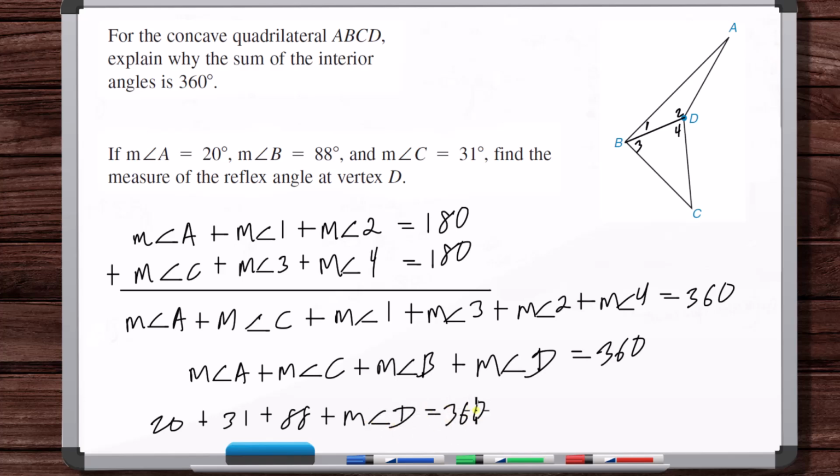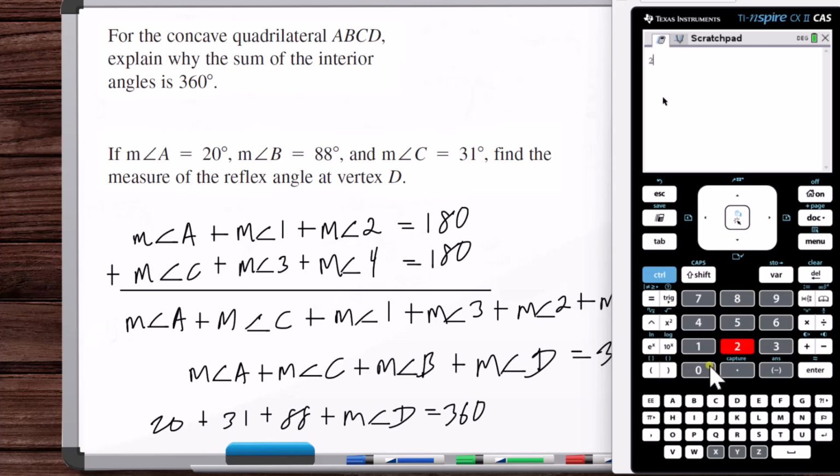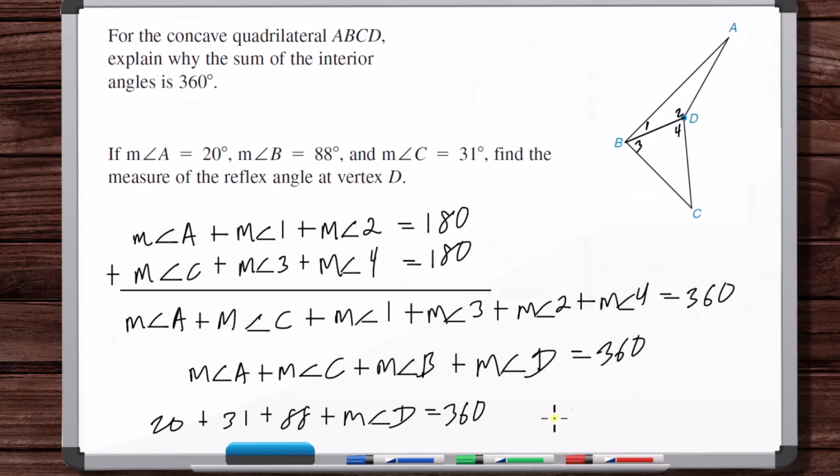Okay, well, there we go. So 20 plus 31 plus 88, 360 minus that is 221. There we go. So now we know that, again, this method of breaking up the polygon into triangles applies to any kind of polygon, concave or complex, as far as summing all the interior angles.